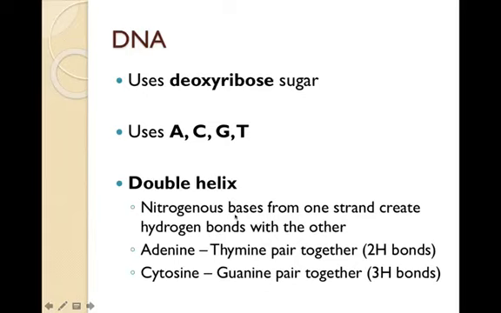I've tried to figure out ways to remember how many hydrogen bonds are between each base pair, and the only thing I've been able to come up with is that AT makes the word "at," which has 2 letters, and it has 2 hydrogen bonds. CG: C is the 3rd letter of the alphabet, and it makes 3 hydrogen bonds. That's how I remember it in my head. It's not a great mnemonic device, but it's at least something.